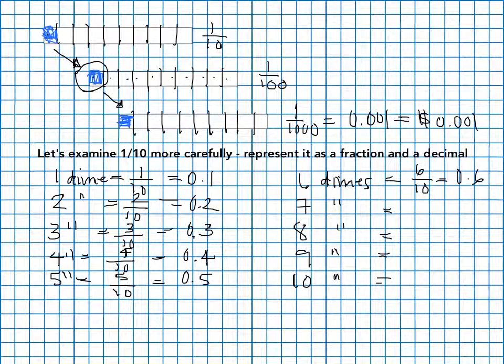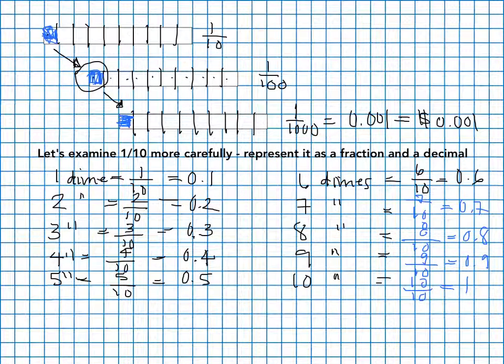Now, hopefully, ladies and gentlemen, you finished this, and 7 dimes is going to be 7/10, or 0.7. 8 dimes is going to be 8/10, or 0.8. 9 dimes is going to be 9/10, or 0.9. And 10 dimes is going to be 10/10, or 1 whole.